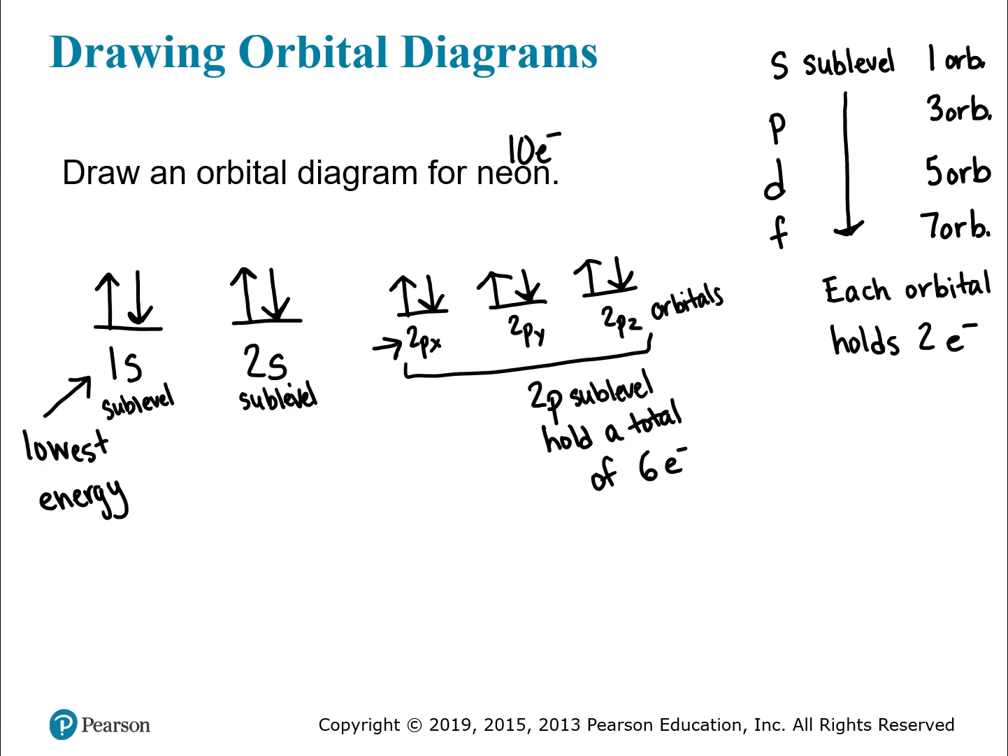But let's say we didn't have neon. Let's say we had fluorine. Fluorine has 9 electrons.